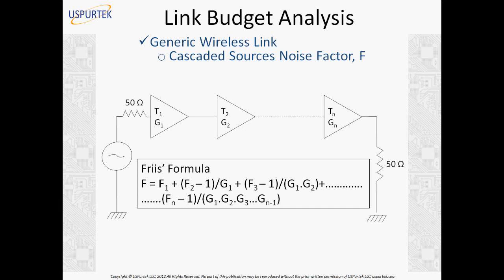The only observation here is that F1 is a much bigger quantity compared to the others. F2, F3 get divided by a lot of other quantities, so they make a very small contribution to the total F. Most of the contribution to the F of this cascaded system comes from F1, the front end. So the front end amplifier is the most important contributor to the noise factor of the whole equipment.